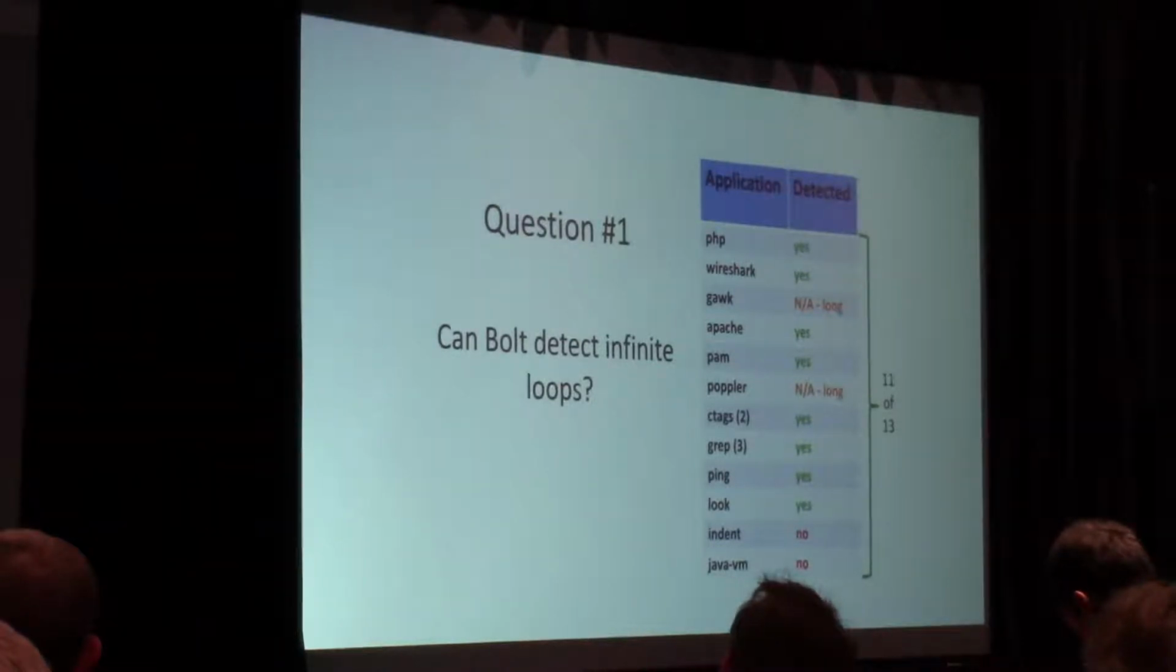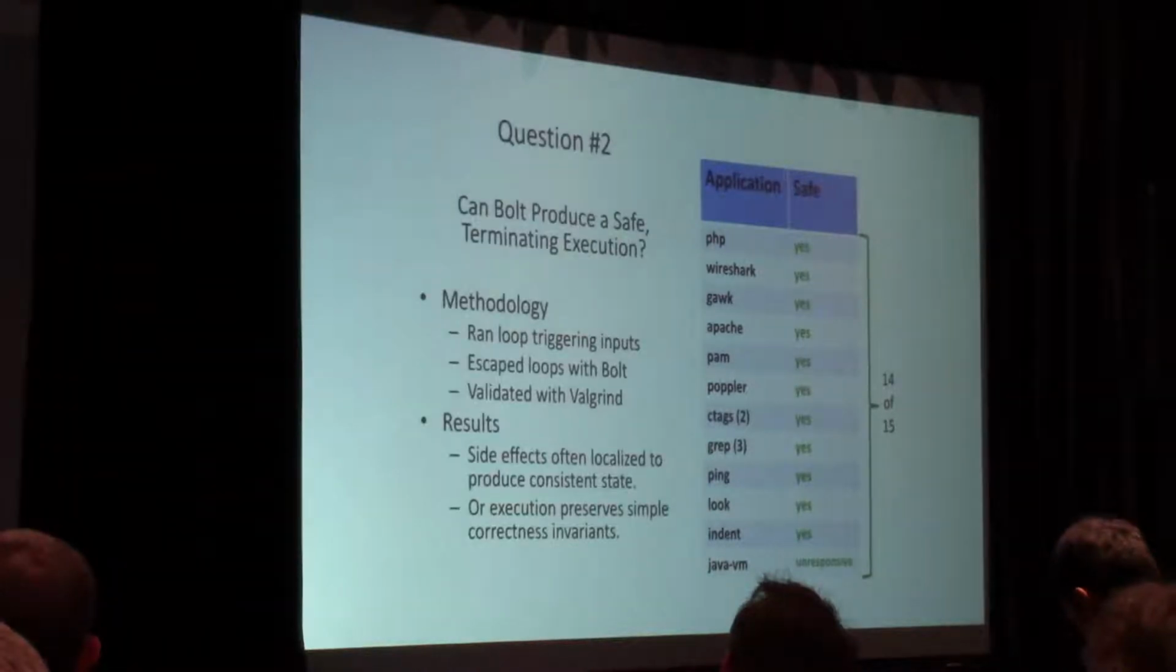This is an important thing because you want to be able to get out of a loop, and to get out of a loop, you've got to detect it before you get out. The next question: can it produce a safe terminating execution? In other words, when you jump out of the middle of the loop, maybe there's some invariant that you're not preserving. This turns out not to be the case. You can always terminate the execution, it's always safe.